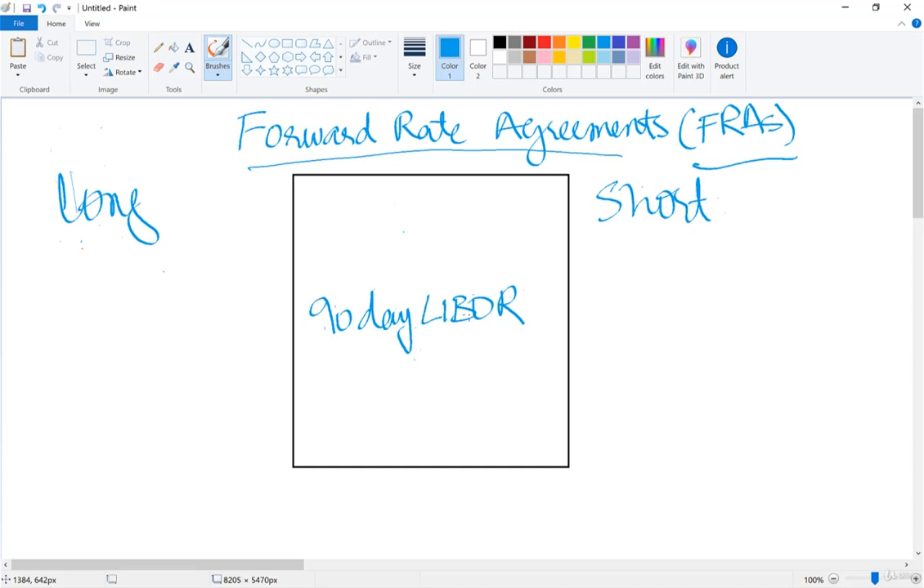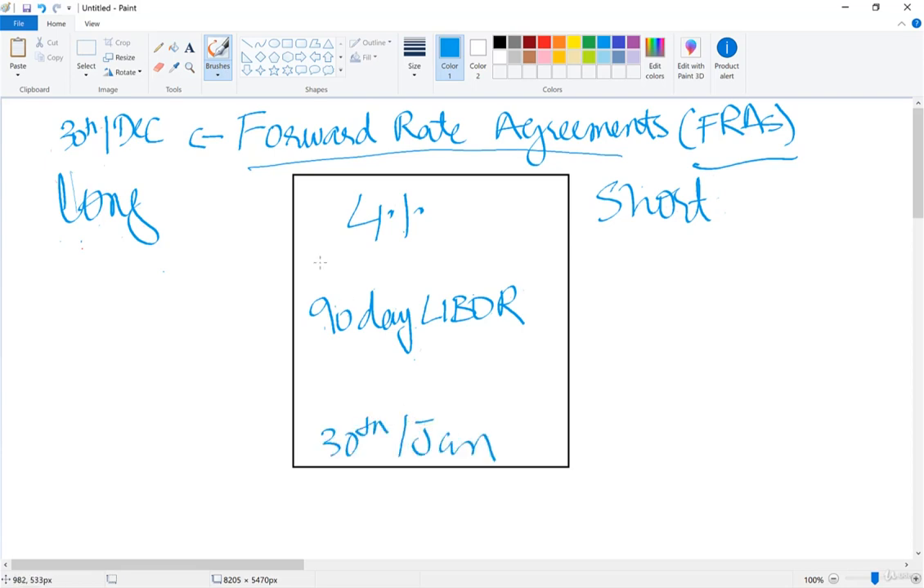So what would be the price? Here the forward price will be an interest rate. Assume that the forward price for 90-day LIBOR is 4%. And just like other forward contracts, they come with an expiry date, and we are assuming that it will expire after 30 days. So if we form this contract on 30th December, then the expiry date would be 30th Jan.